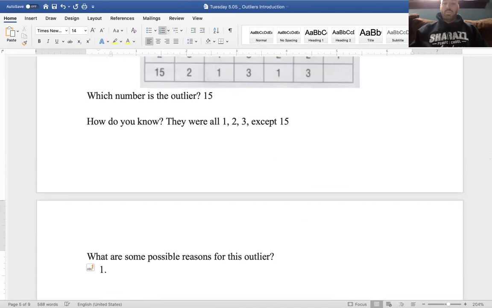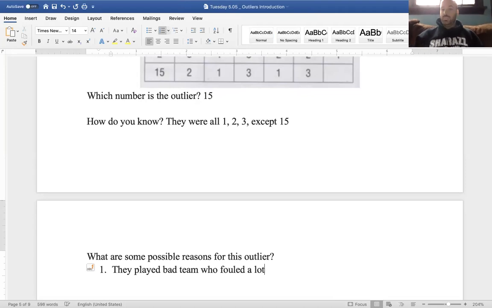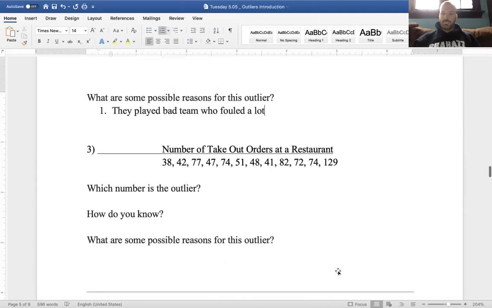Maybe they played a really bad team who fouled a lot. Maybe this player was wearing something offensive on their shirt and the other team got mad at them, and so they kept on hacking them, and that's why they got 15 foul shots. There's lots of different reasons you can come up with. Again, be creative of why you think the outlier is there.